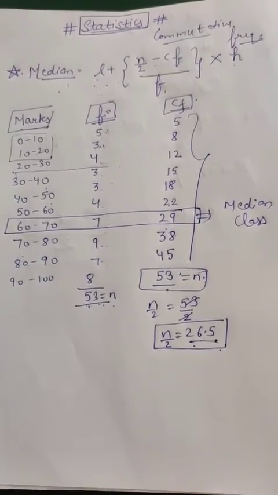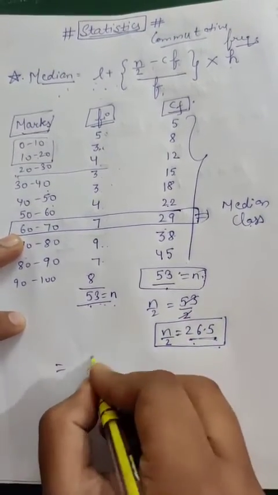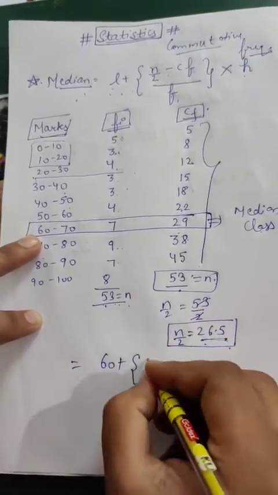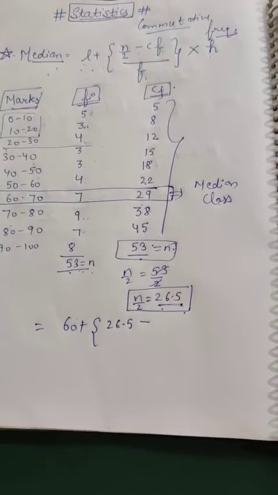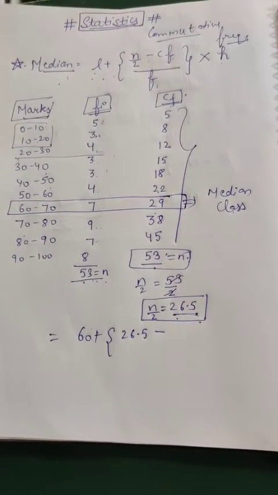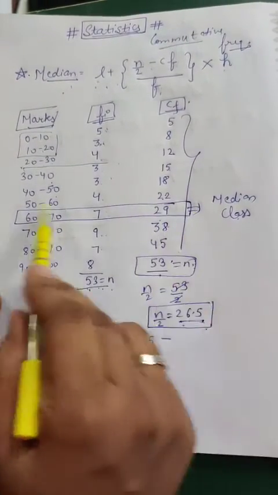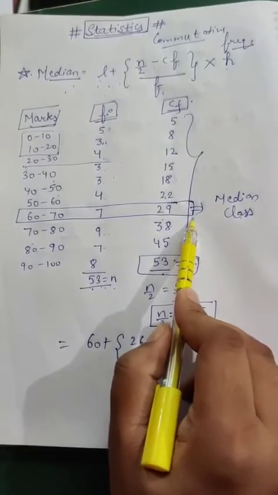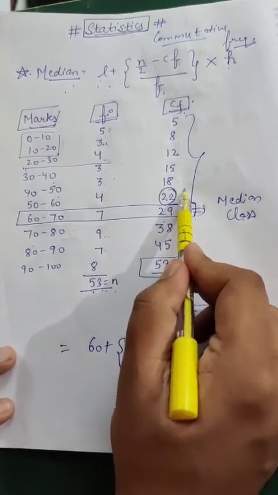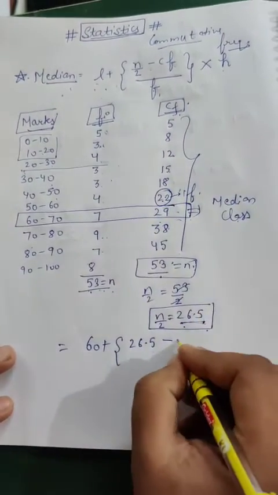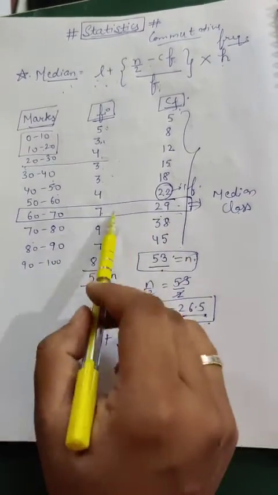Now put the values here. So median is equal to L, the lower limit of the median class, that is 60, plus bracket n by 2, that is 26.5, minus cf. Now what do you mean by the term cumulative frequency? Basically we have to take the cumulative frequency just above the median class. So this is cf, that is 22, divided by the frequency of the median class, that is 7.